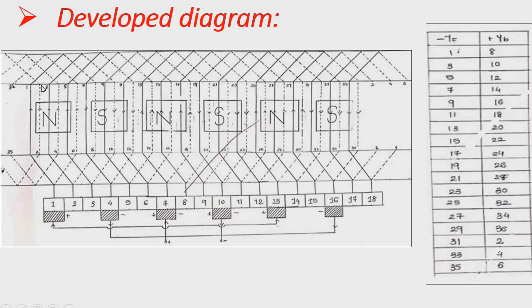Now in between all the top conductors we have to draw the back conductors like this in dotted form. So these are all the back conductors in dotted form, and the numbering is at the bottom of the conductor. So these are 2, 4, 6, 8, 10, 12, etc., and the last one is 36. So this is the front conductor, this is the back conductor.